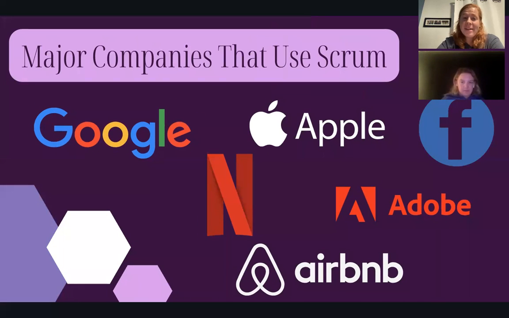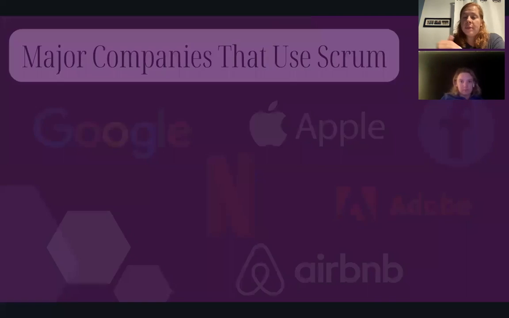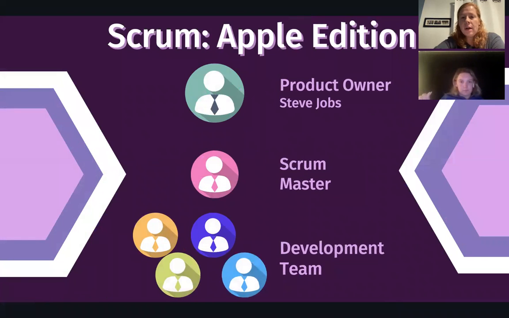And here are some major companies that use Scrum in their process. A lot of them you use probably daily: Google, Apple, Netflix, Adobe, Facebook. And we're going to take a look at Apple's process or team breakdown just to give you an idea of what it would look like.